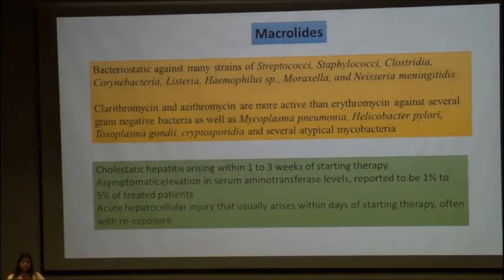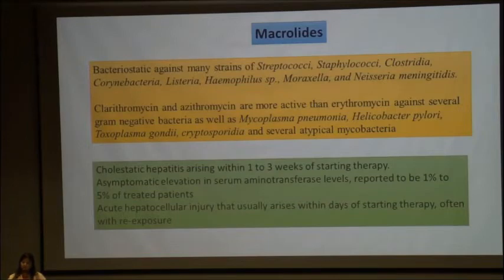Macrolides, again, these are bacteriostatic agents, mainly for Streptococci, Staphylococci, even Clostridia and Corynebacteria, Listeria, Haemophilus, and Neisseria species. Clarithromycin and azithromycin are more active as compared to erythromycin against several gram-negatives, and also against atypical pathogens like Mycoplasma, Helicobacter pylori, Toxoplasma, Cryptosporidia, and even atypical Mycobacteria. So they have a broader spectrum of activity.